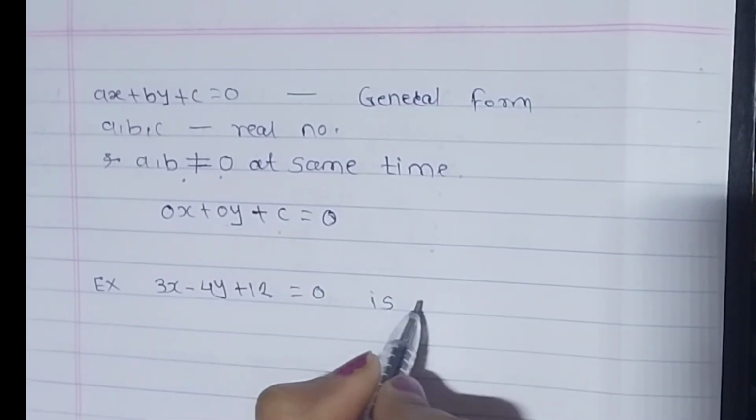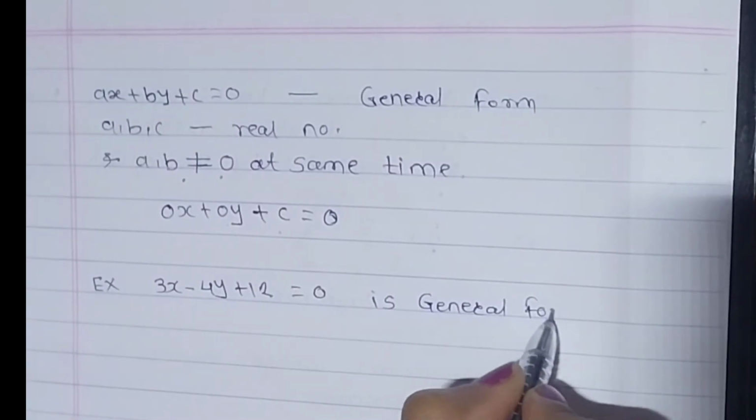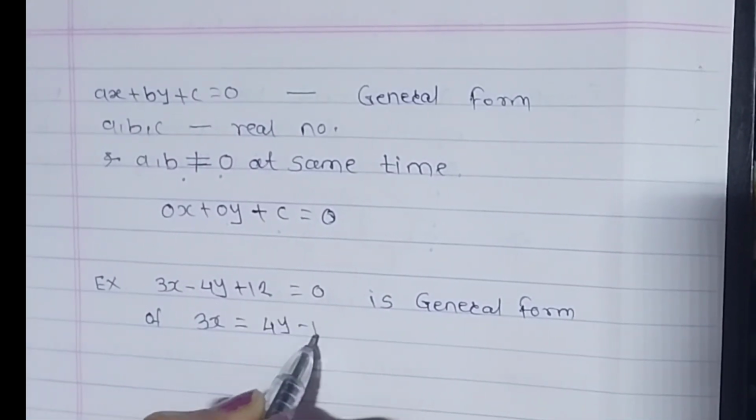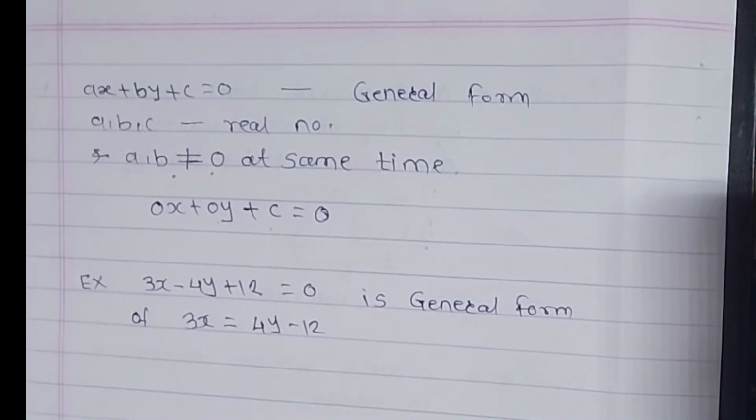Now see the example. 3x minus 4y plus 12 equal to 0 is the general form of 3x is equal to 4y minus 12.